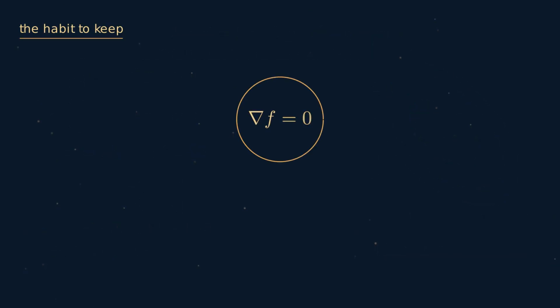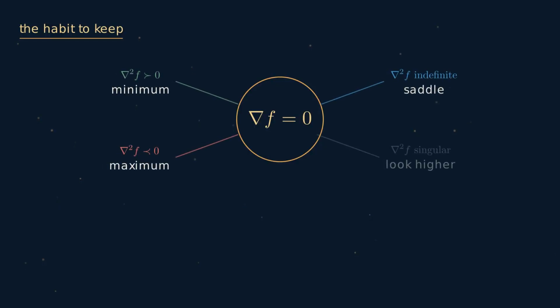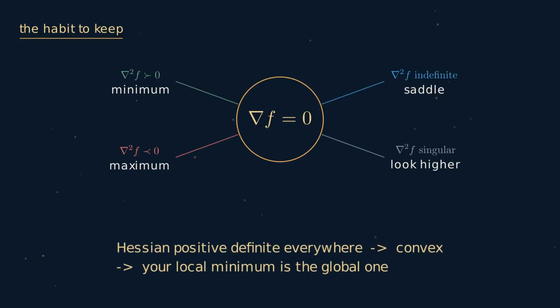Here is the whole method on one screen. Stage 1. Solve gradient equals 0, and collect every candidate it gives you. Stage 2. The one that gets skipped, evaluate the Hessian at each candidate, and read its definiteness. Positive definite, minimum. Negative definite, maximum. Indefinite, saddle. And if it is singular, go looking at higher derivatives. And if the Hessian is positive definite everywhere, not just at your one point, then the function is convex, and your local minimum is the global one.